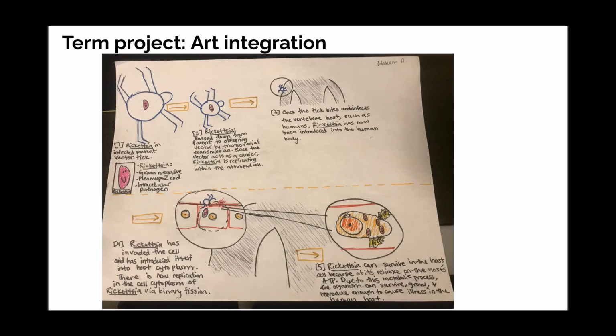Rickettsia can now introduce itself into the host cytoplasm and cytosol, where it can reproduce via binary fission. The cytosol of the cell is also the main area where rickettsia receive host ATP. Due to this metabolic process, rickettsia can survive, grow, and reproduce enough to cause disease to the human.